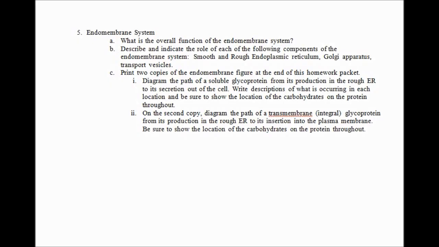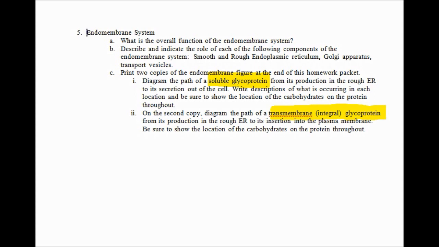This is a review of the endomembrane system through a homework question that you had in your third problem set, number 5, where you were supposed to go and look at the path of a soluble glycoprotein through the endomembrane system through its production, and also to follow the path of a transmembrane or integral protein, a glycoprotein, through the same endomembrane system.